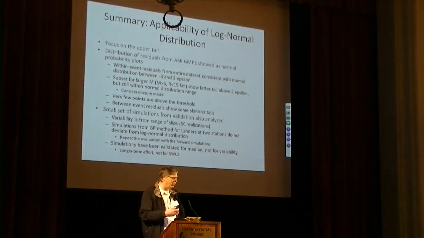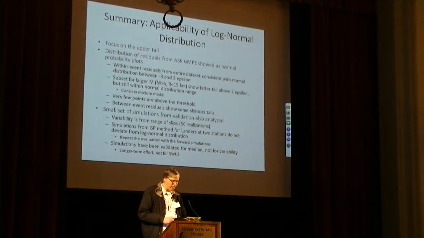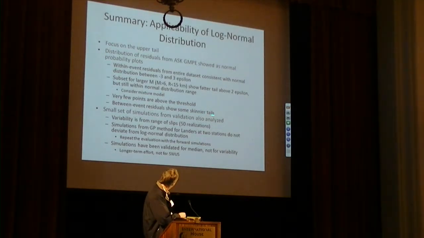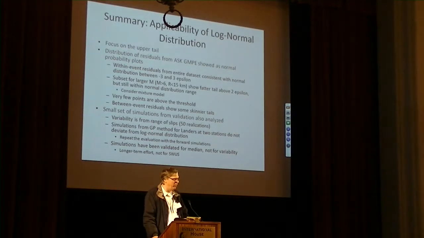Still have a few points above the threshold, so it remains uncertain, but there's an indication that there are broad tails. The between event residuals in some cases have skinnier tails. Whether they're skinnier or not really is probably not well constrained, and I think we won't be trying to model that part. The validations were a smaller set, but really I'll put at the bottom, they've been validated for medians, not yet validated for variability. That's a longer term effort. So we will be trying to validate the numerical simulations for variability in the next few years. That's not going to happen in the time frame of the Swiss project.